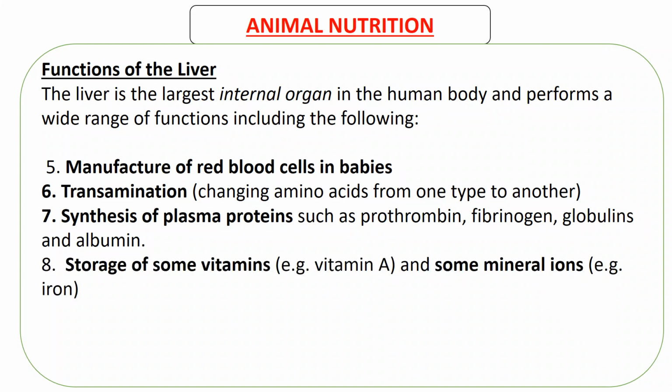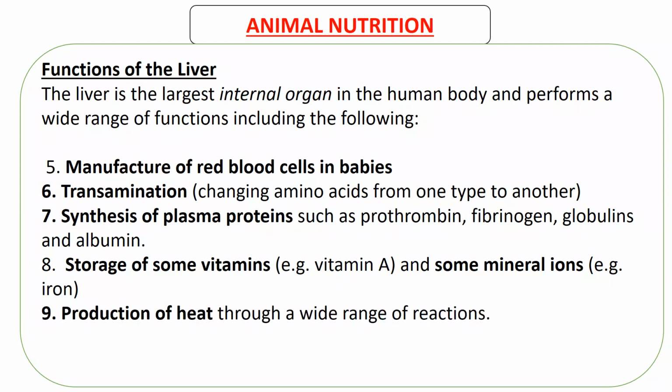Number 8, storage of some vitamins, e.g. vitamin A and some mineral ions. These are stored in the liver. And finally, production of heat through a wide range of reactions. So when you are running, what makes your body warm? It's the liver. It does lots of reactions, thereby keeping your body warm.